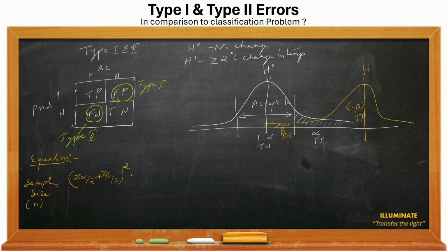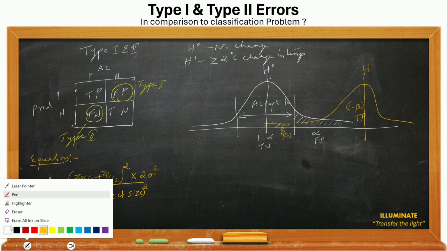The square root of this. Then you just multiply this by the standard deviation squared and then you divide it by the effect size. So we'll discuss all of this. Effect size, again, square of effect size.